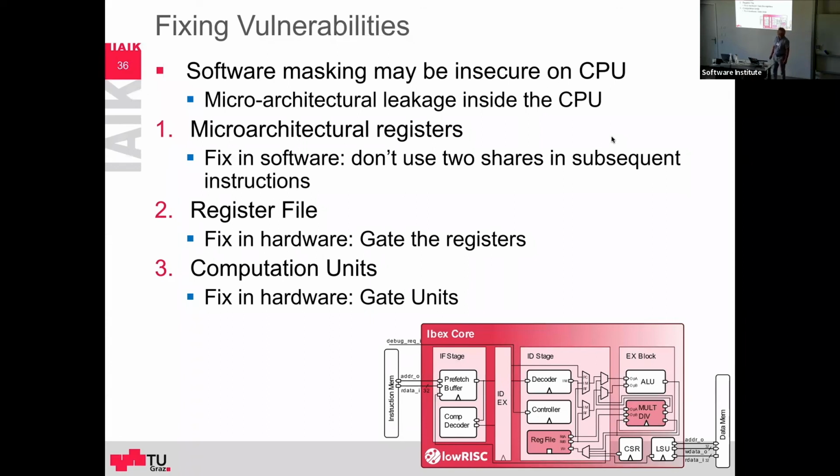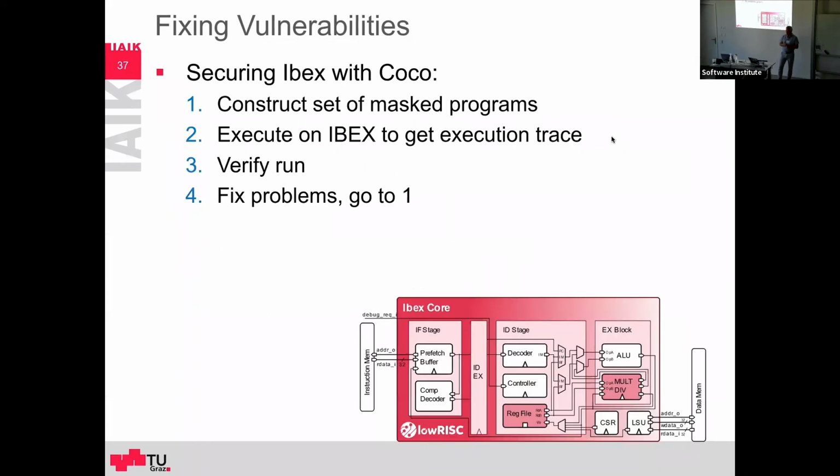Works. Things like the register file allocation, you can fix in the hardware. So instead of having a multiplexer tree, you can gate these registers. You can use AND gates to make sure that nothing propagates. You can do similar things for the other issues. So that's what we've done for this little IBEX processor. You can come up with some rules on how to write software, and then fix your processor.